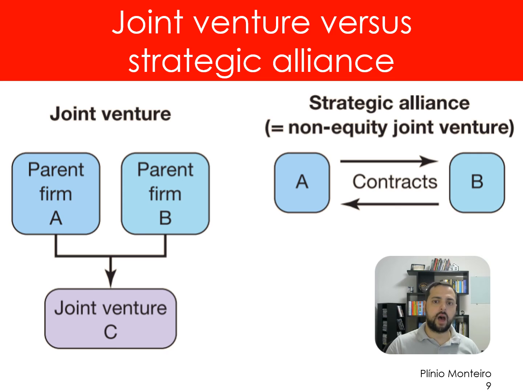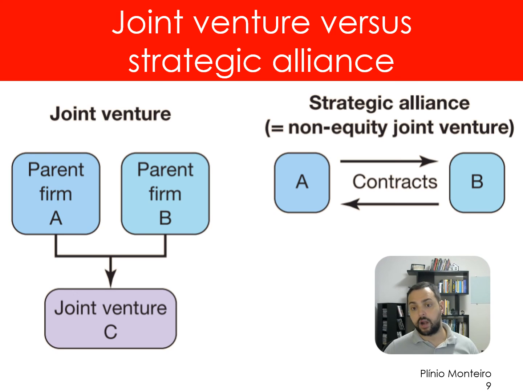In general, you can also use strategic alliances to establish your business abroad. And what is the difference between the joint venture and the strategic alliance? In the case of the joint venture, two parent firms join together to create a third company, a joint venture. And in the case of a strategic alliance, you have a non-equity arrangement. In that case, basically the two companies will keep their operations separate, and some contracts will establish the way that they're going to operate in the foreign market. So sometimes you don't need to create another business to operate abroad.